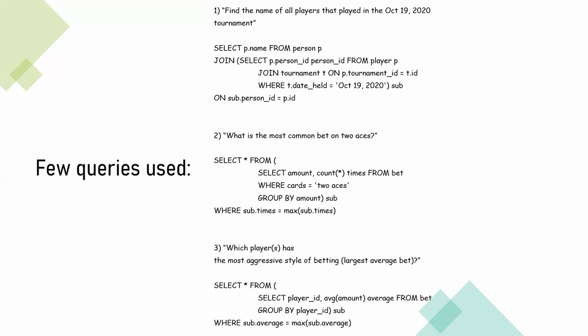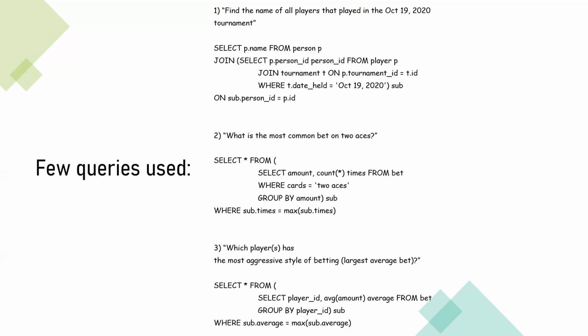The second query is, what is the most common bet on two aces? Again, aces is one of the types of cards. So we're selecting, select star refers to selecting all of the data that is present in the data set. We're selecting all the data from the bet table where the cards are two aces, because here we are particularly talking about two aces. We're selecting the aces from all the cards that are present. Again, we are grouping them by amount.